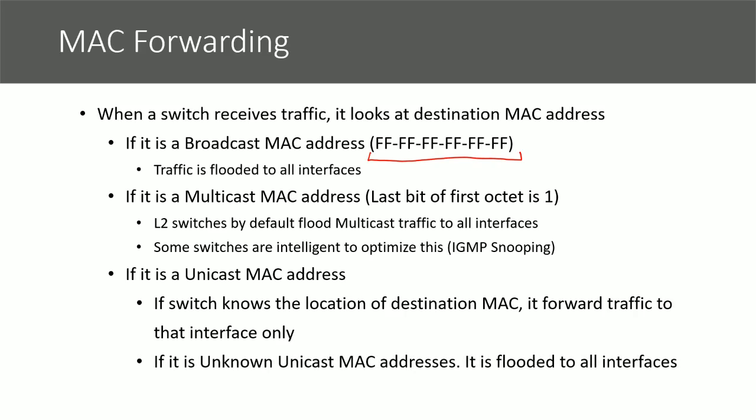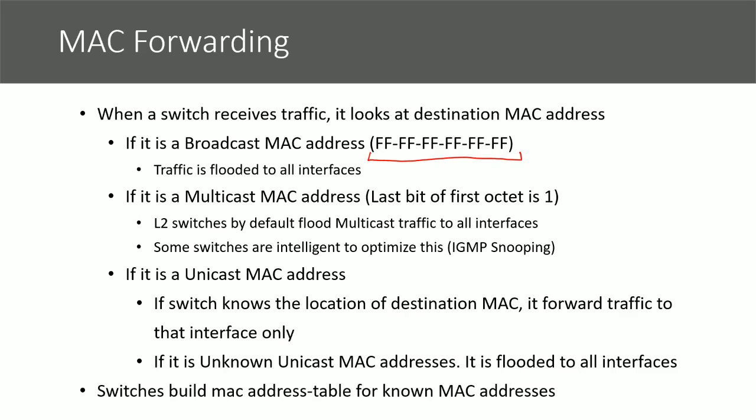But if the switch has no idea about the location of that destination MAC address, in this case the switch will flood the frame to all interfaces because it has no idea where the destination MAC address is located. So with time, switches build a MAC address table for known MAC addresses, and they forward unicast frames based on this table.